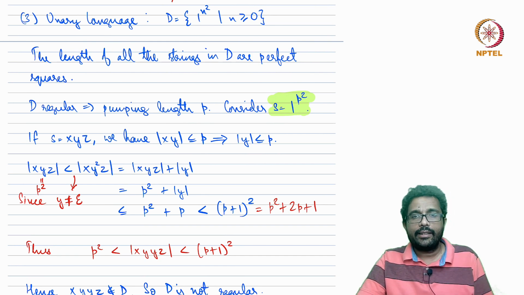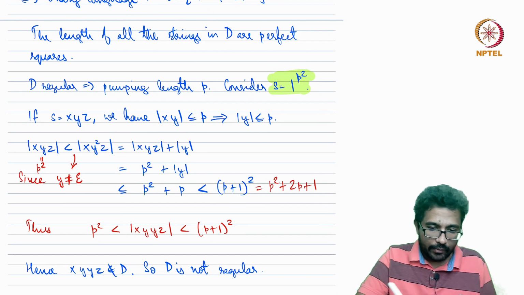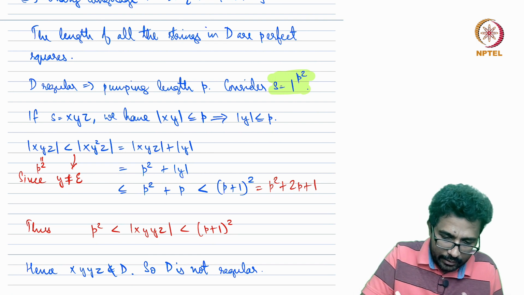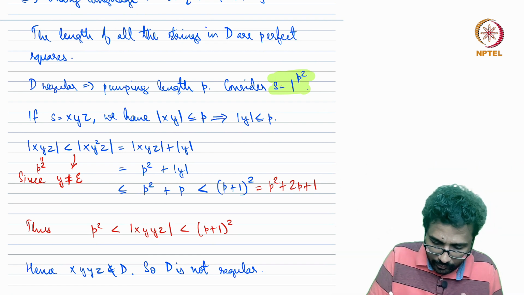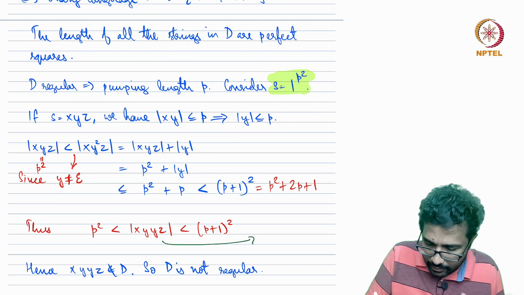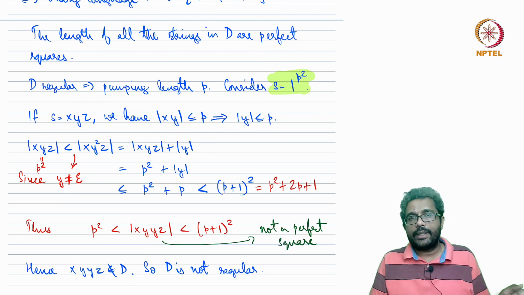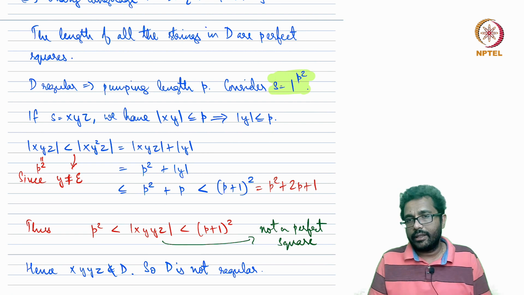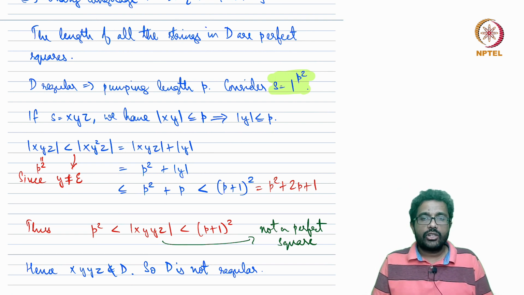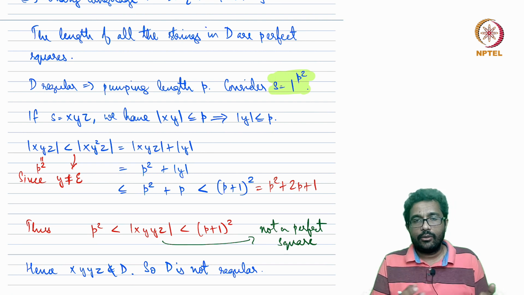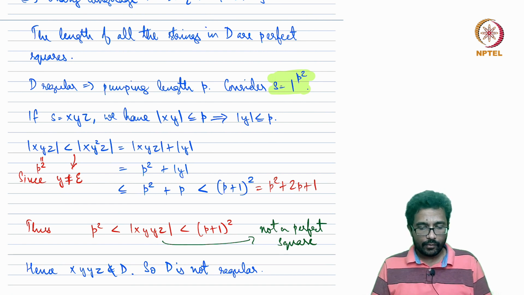So this implies that the length is not a perfect square, because it is neither p square nor p plus 1 square, it is something in between. Hence x, y square z is not in the language, because the language consists of all the strings whose lengths are perfect squares. Hence this is not regular.